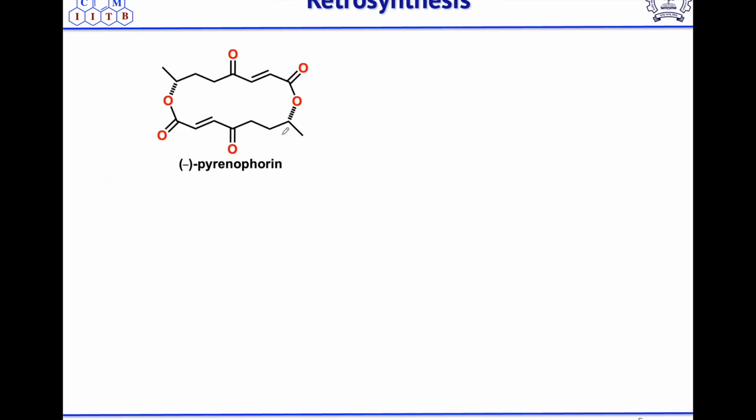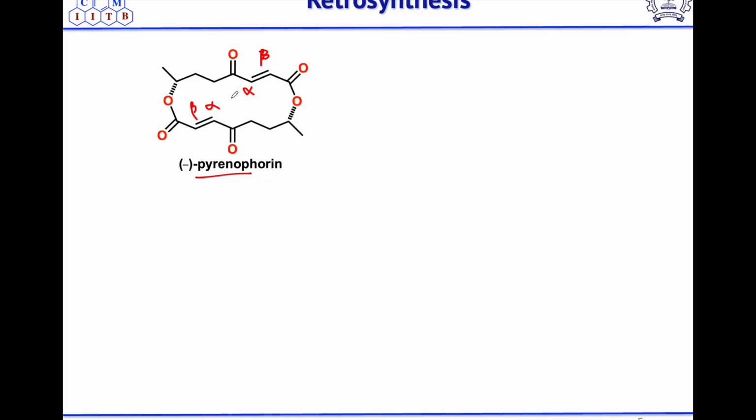This is a big molecule. The name of this molecule is pyranophorin. If you closely observe this molecule, you can see it has an alpha beta unsaturated carbonyl part. Also a lactone is there. This is another lactone, and down here also an alpha beta unsaturated ketone is there. This is a cyclic lactone ring. Now if you clearly observe, this is a symmetrical molecule.